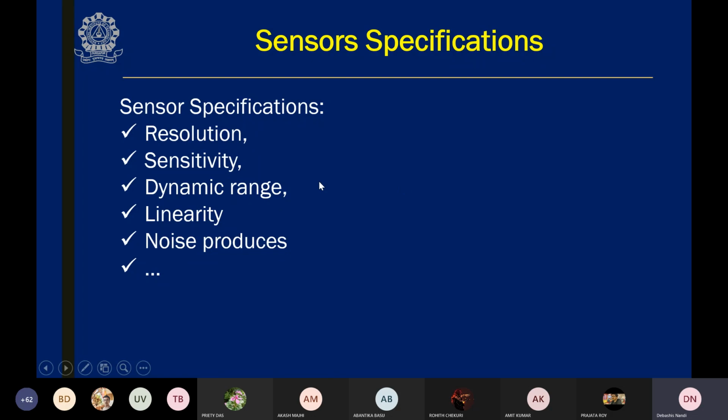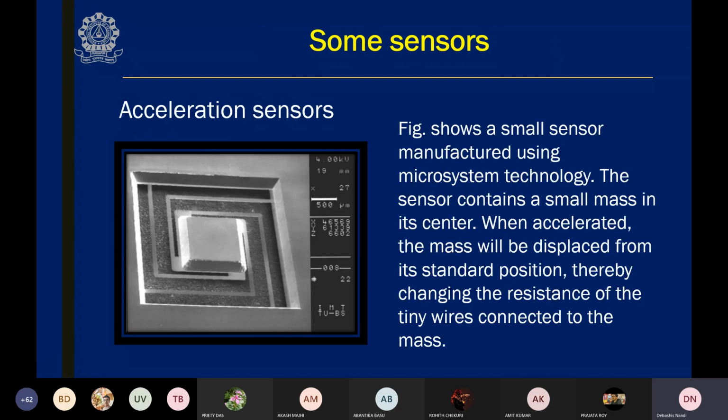The sensor specifications, I have given a few specifications. Different types of sensors for different applications may have different specifications. You can get it from the internet. Here I am giving some examples of some sensors. This is an acceleration sensor, and I have given a small description.